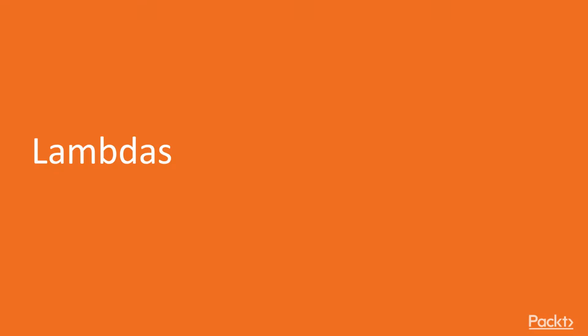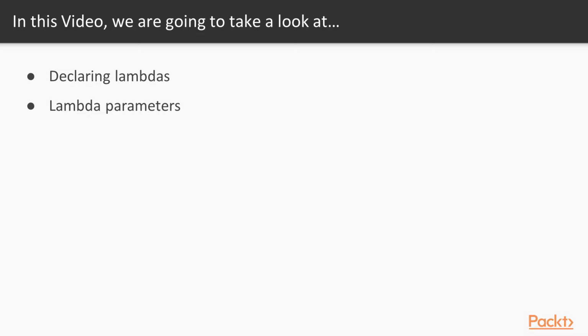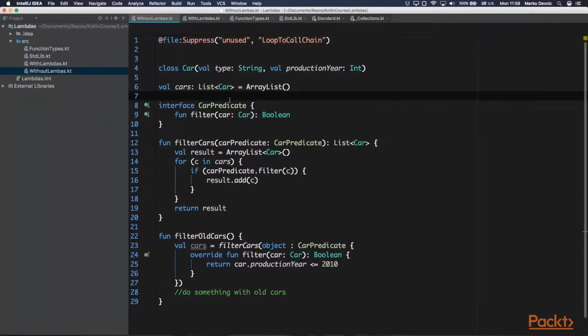And this first video will be all about lambdas. In this video, you'll learn how to declare lambdas and how lambdas can work as parameters. We'll explain function types, and we'll also see how functions can return other functions and can receive functions as parameters. So before we start explaining lambdas, let's take a look at what kind of problems they solve.